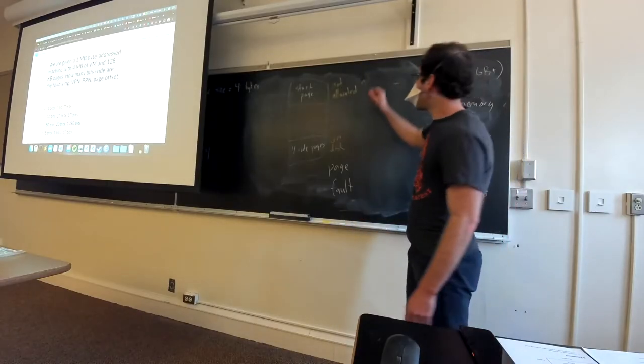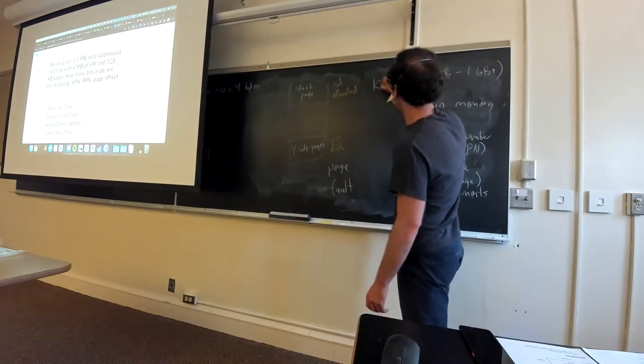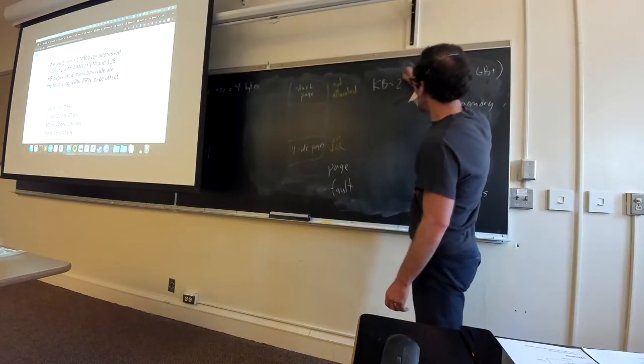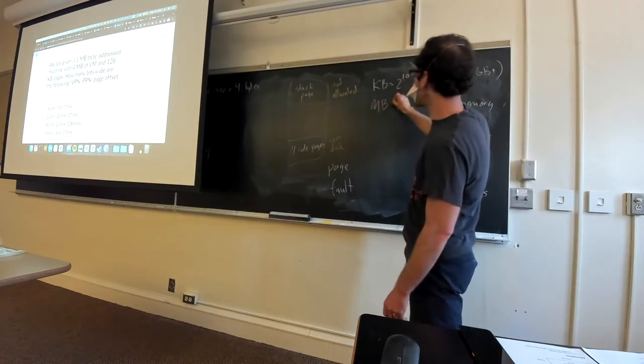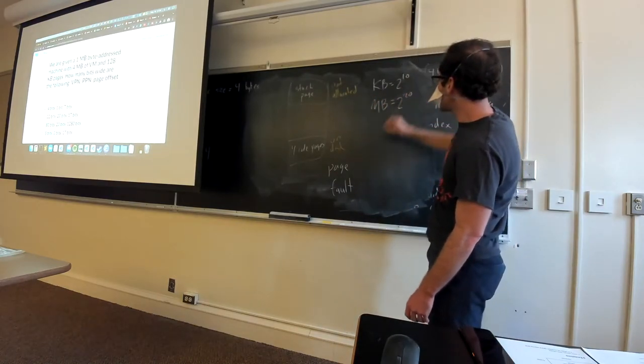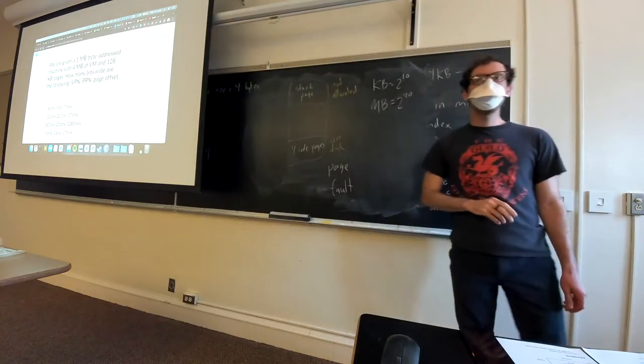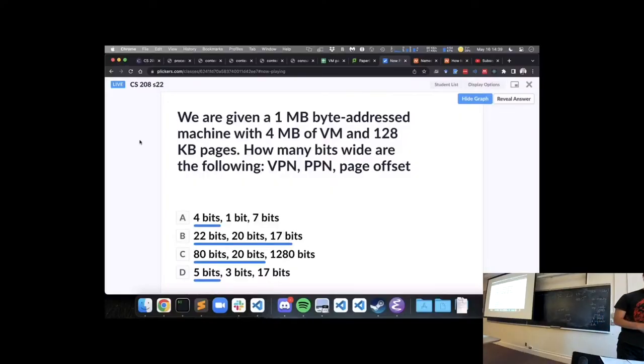Something that may be helpful: a kilobyte is 2 to the 10th bytes, sorry, and a megabyte is 2 to the 20th. All right. Some votes for all of our answers. So please discuss with your neighbors how you're approaching this problem, and I'll be wandering around if you have questions.